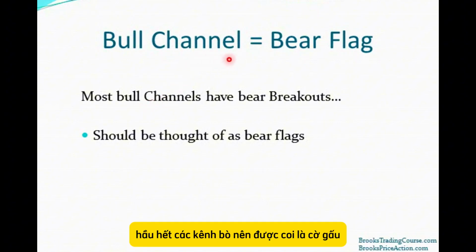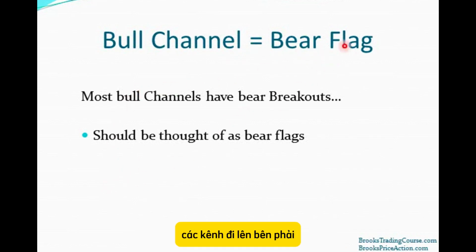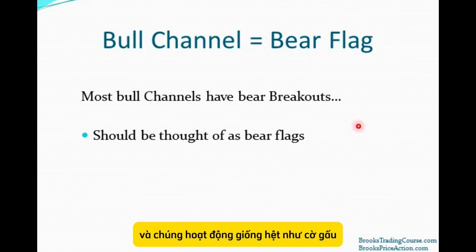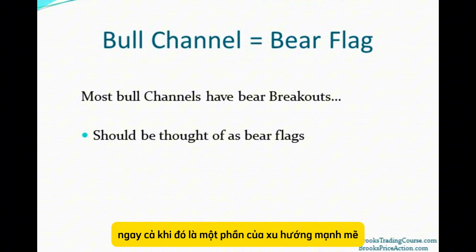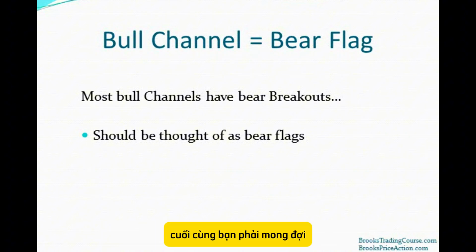Most bull channels should be thought of as bear flags, because most bull channels, channels that go up and to the right, break out to the downside, and they function exactly the same as bear flags. So whenever you see a rising channel, you should always be thinking of it as a bear flag, even if it's part of a strong trend. You have to expect ultimately it'll break out to the downside. It may break out of the upside first, but ultimately you look for it to break through the downside.